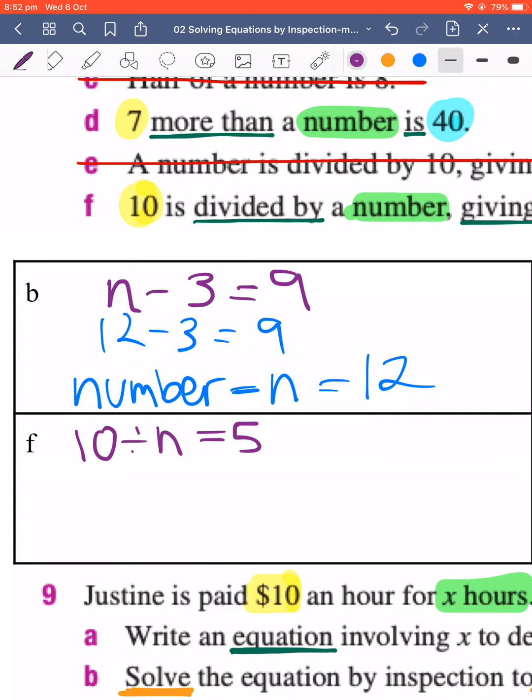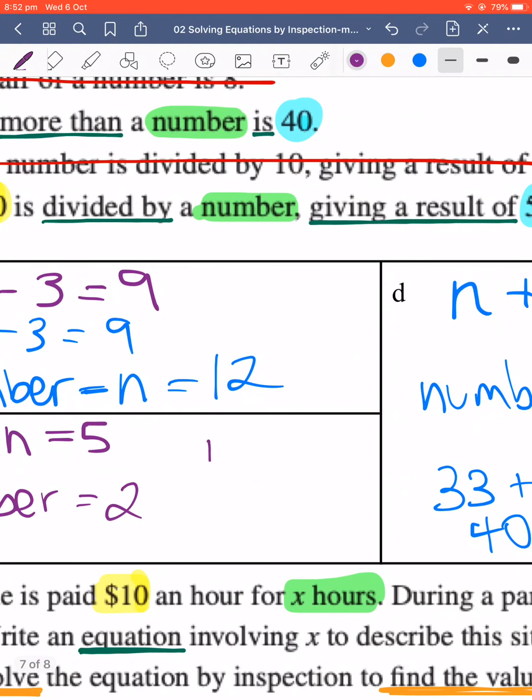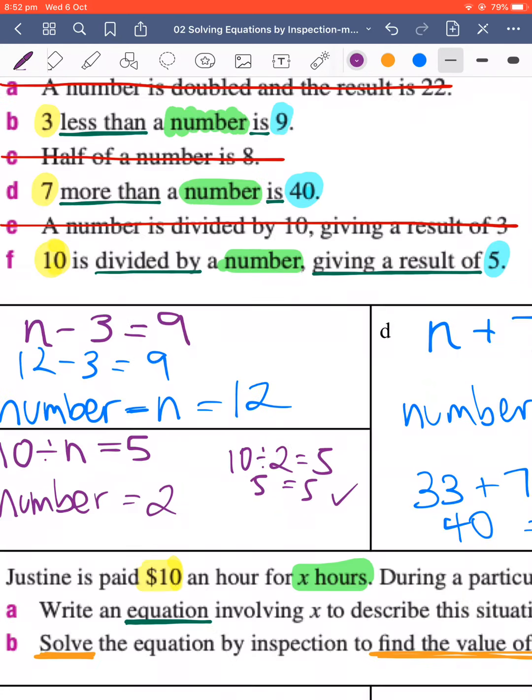So I should actually play around with that. 10 divided by 2 gives me 5. Beautiful. So for this one, my number is actually 2. And again, I can always double check that. 10 divided by 2 equals 5. So 5 equals 5. Beautiful.